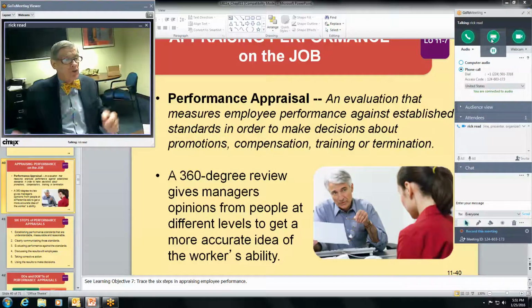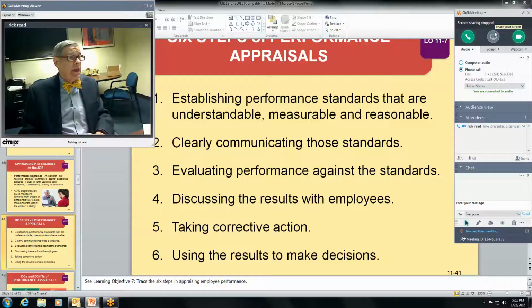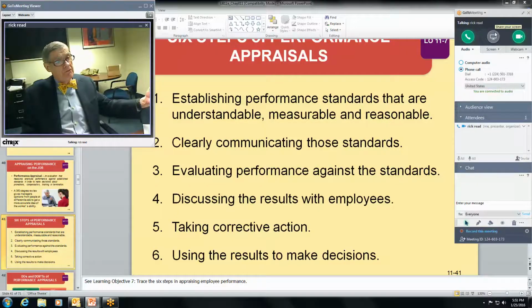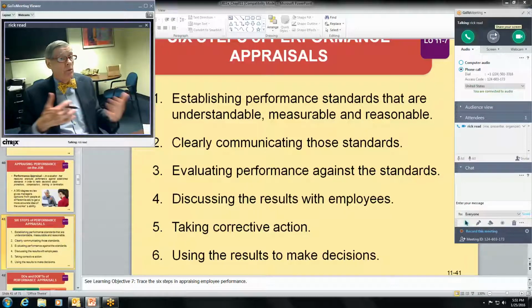Well, we can't evaluate without having established standards. The employee has to know what the standards are. We evaluate against the standards. We don't evaluate the employee because we like him or her. Evaluate against standards. We give the employee feedback. We take corrective action or help the employee take corrective action. And then we use the results of the performance appraisal to make decisions such as raises, promotions, additional training, etc.